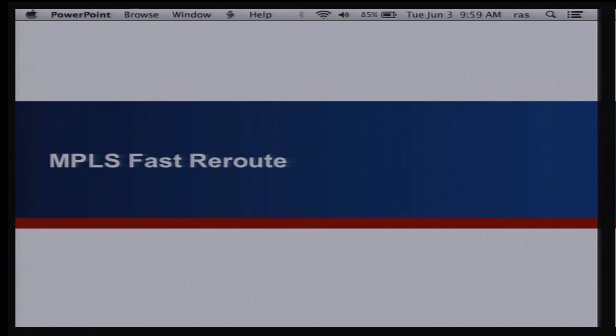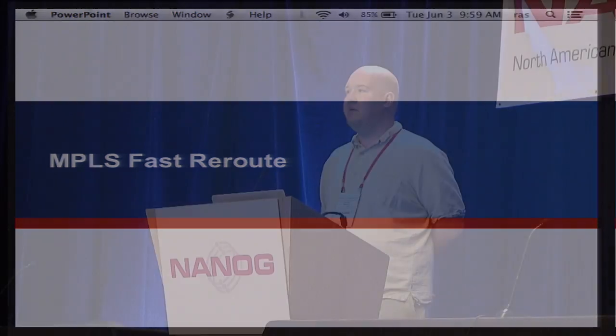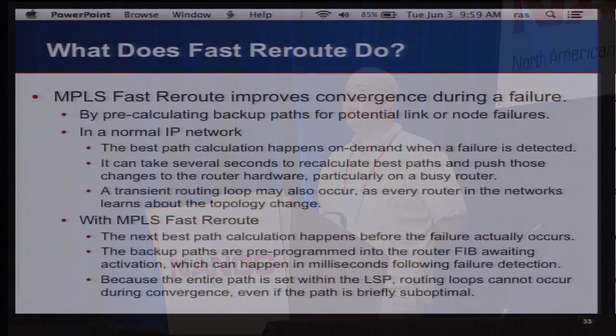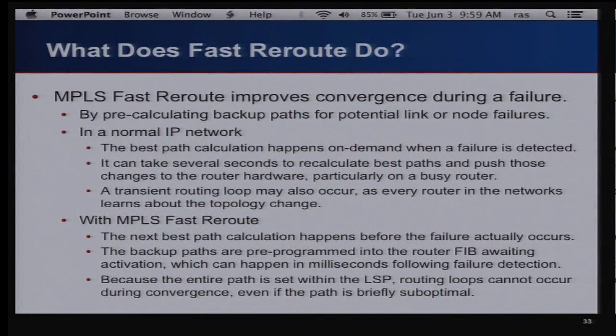And then the third major advantage of running MPLS is the ability to protect around failures. Fast reroute is one type of that, but the ability to handle failures in a better way. So what does fast reroute do? Basically, it improves the way that you handle convergence during a failure. It lets you pre-calculate the backup path and actually pre-install it all the way down to the FIB.